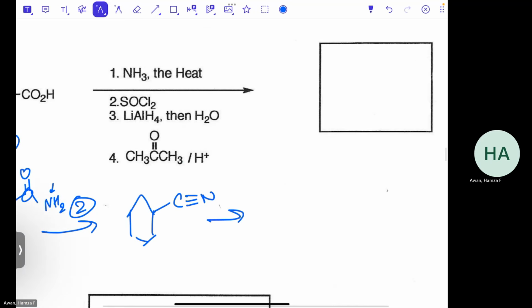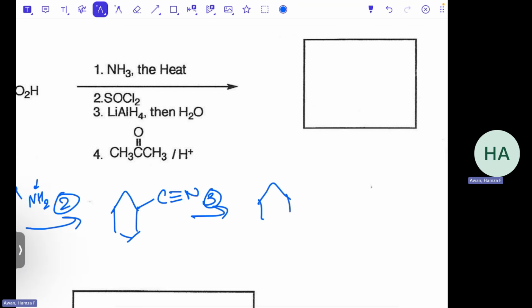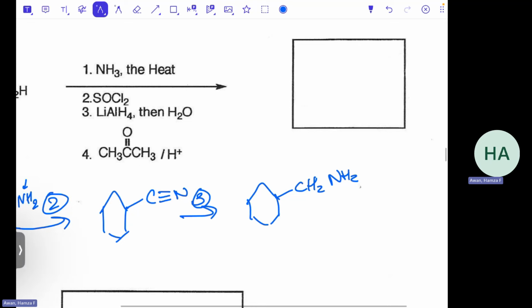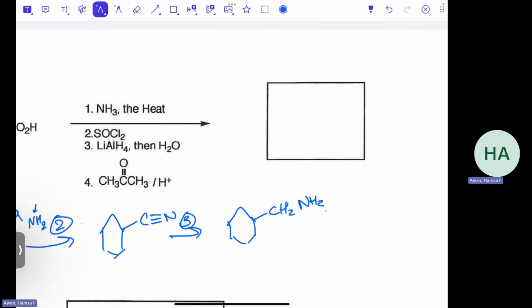Then our third step, LiAlH4 and H2O, is going to protonate both the carbon and the nitrogen. So for our third step, we have CH2NH2. And this is going to be our primary amine, right? And so for our final step, we have a ketone. Whenever we have a primary amine attacking a ketone, that is going to form an imine.